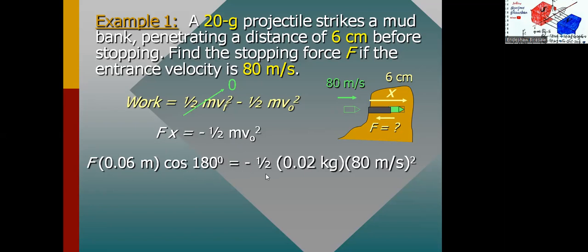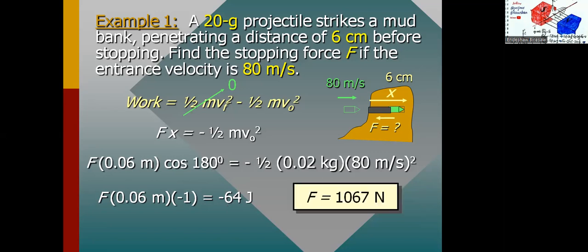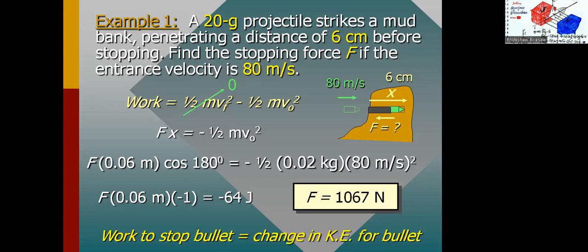Cos 180 degrees gives minus 1. We have 0.06, which is centimeters converted to meters, so 0.06 meters. With cos 180 degrees equal to minus 1, when we calculate this expression we get negative 64. Then finally, the force equals 1067 newtons. This is the restoring force that resists the moving object.